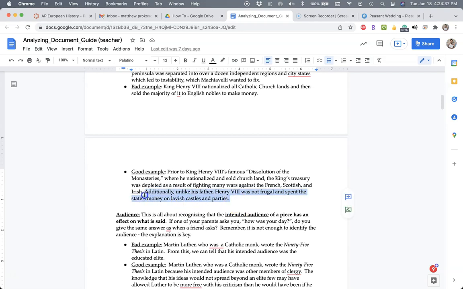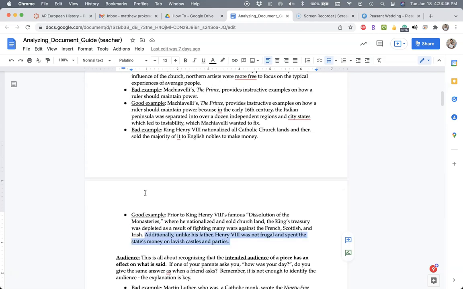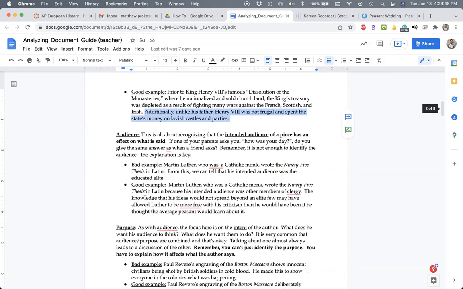This could very potentially have also been a standalone attempt at context, and it probably would have gathered the point there. So there you go with good and bad examples of context. Let's go to the next part, audience.